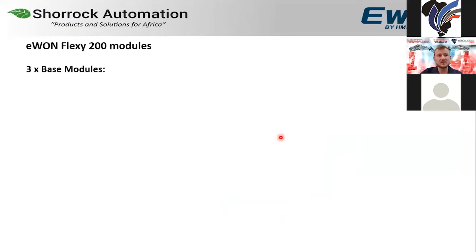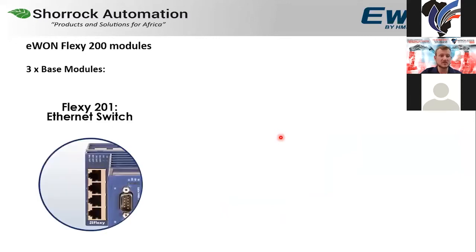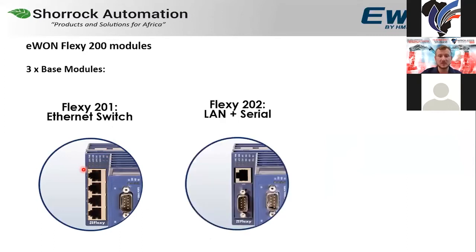Then the E1 Flexi range comes in 3 different base modules. The first being the Flexi 201, acting as an Ethernet switch, so 4 Ethernet LAN ports on it. Then we have the Flexi 202, 1 LAN port and 1 serial port. So perhaps if you want to do a serial to Ethernet gateway configuration, that's also possible, gaining remote access to devices that only have serial comms on them.